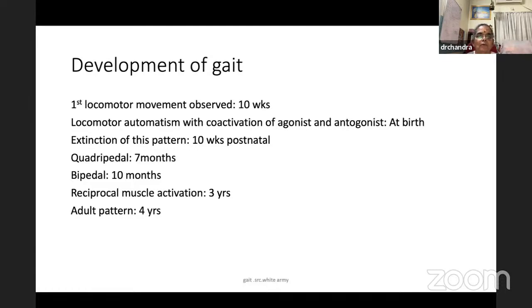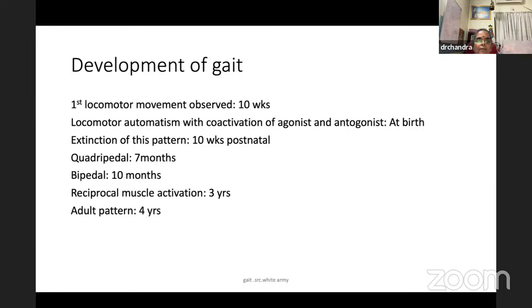So the first locomotor movement is observed in the fetus in the 10th week of intrauterine life, and locomotor automatisms with co-activation of agonist and antagonist. That is why the child will be pushing both feet forward or pulling both feet backwards. So there is co-contraction of agonist and antagonist. At the time of birth, this kind of movement will be seen. They push both feet or both hands.